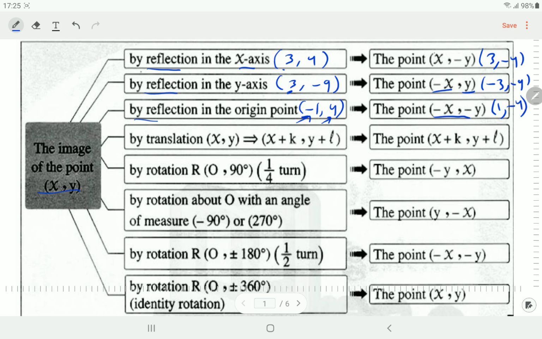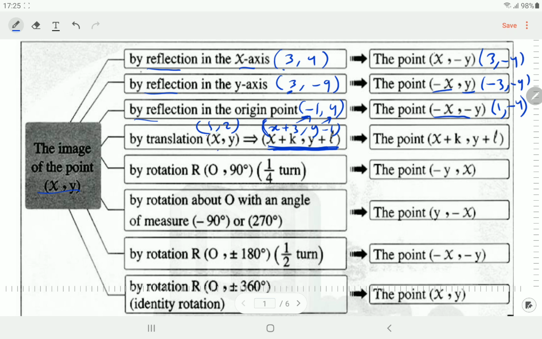What about translation? In translation, it's super easy. You will just add. If you have a point (x, y) with this rule, you must see this rule or take care about this rule. Like if you have (1, 2), by translation x plus 3 and y minus 1.